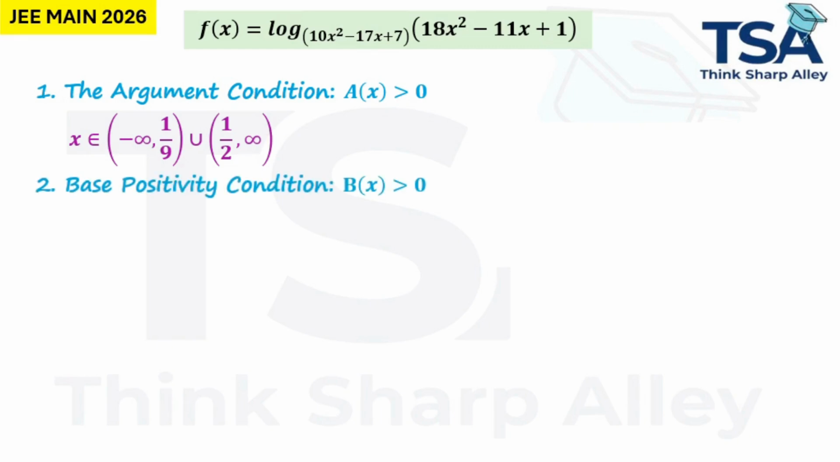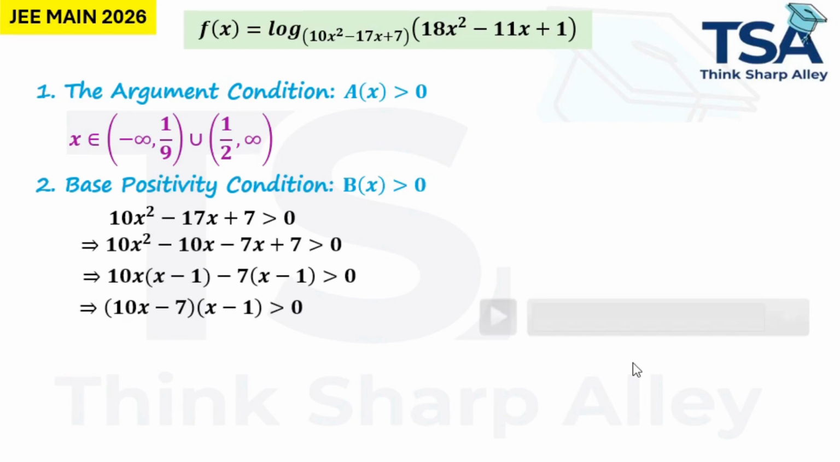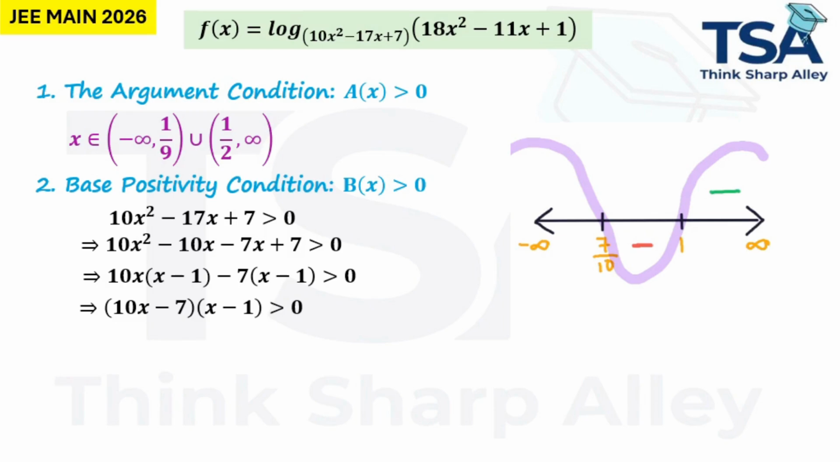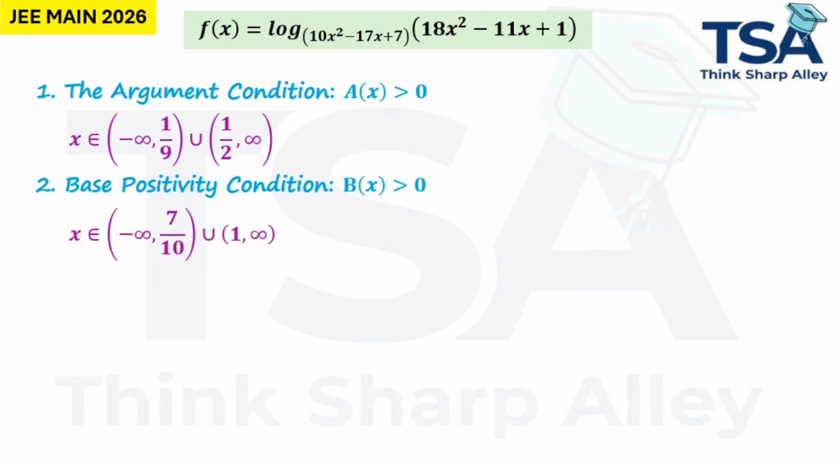Now the second part, the base positivity condition, where the base 10x squared minus 17x plus 7 must be positive. Again factoring by splitting the middle term, we get 10x minus 7 into x minus 1 greater than 0. Here the critical points are 7 by 10 and 1. We need the regions where x is positive, which is clearly minus infinity to 7 by 10 and 1 to infinity. Now this forms our second condition.